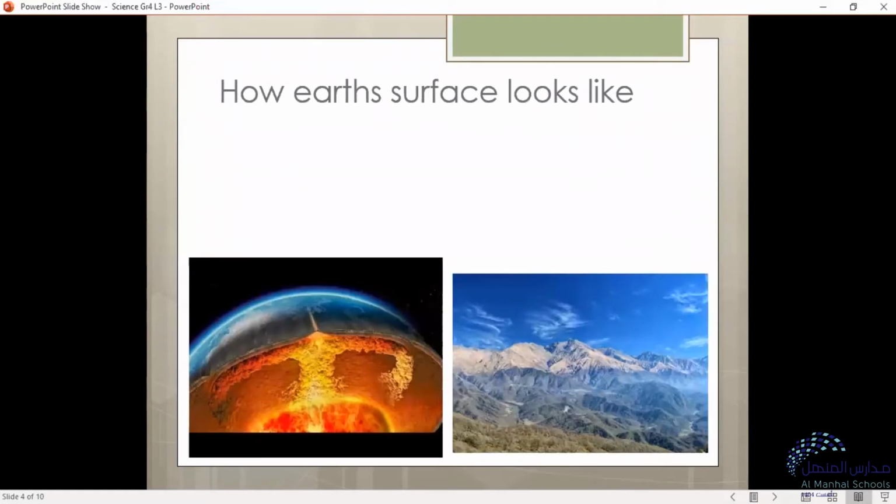So what does Earth's surface look like? When we look at the core of the Earth, you can see here that molten magma moves up and then gets pushed away from one another. At the other edge, you can see that the tectonic plates collide with one another. When they collide, they move upwards and form mountain ranges like these.